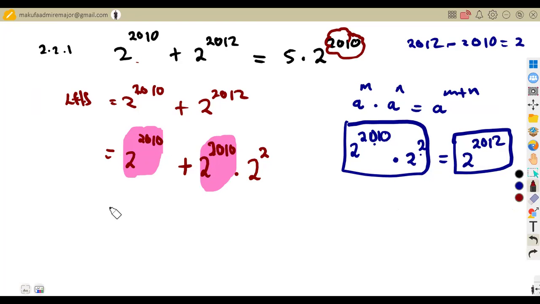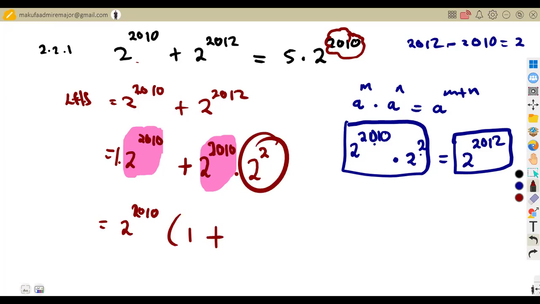So what are we going to do? We are going to factor it out. This is the same as multiplying by 1. So if we factor out 2 to the exponent of 2010, which is the one that is common here, what are we going to remain with? We divide, so you're going to remain with a 1, plus, if we divide by 2 to the exponent of 2010, we remain with 2 to the exponent of 2. So this is what you're going to have at the end: 2 to the exponent of 2010 times 2 to the exponent of 2, that's 4, plus 1, which is 5.